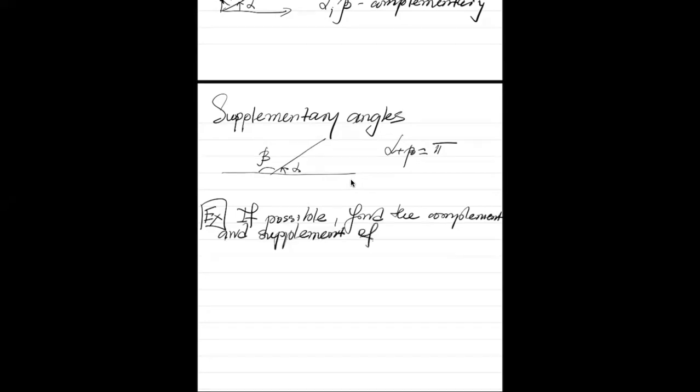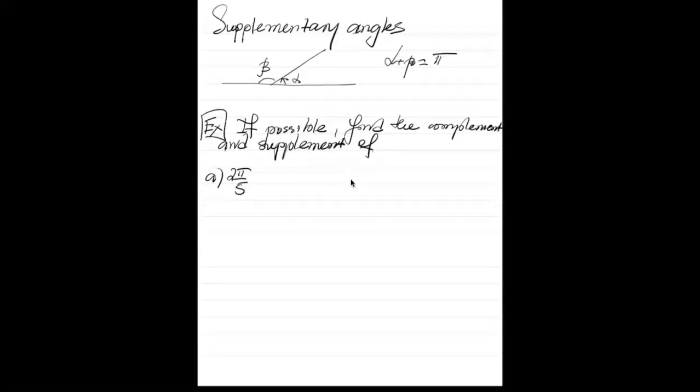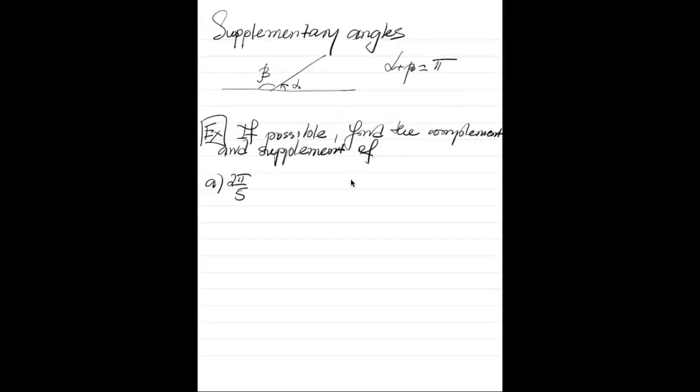So, example: if possible, find the complement and supplement of 2 pi over 5. It says if possible, which tells you there are some angles that don't have a supplement or a complement, or either one.